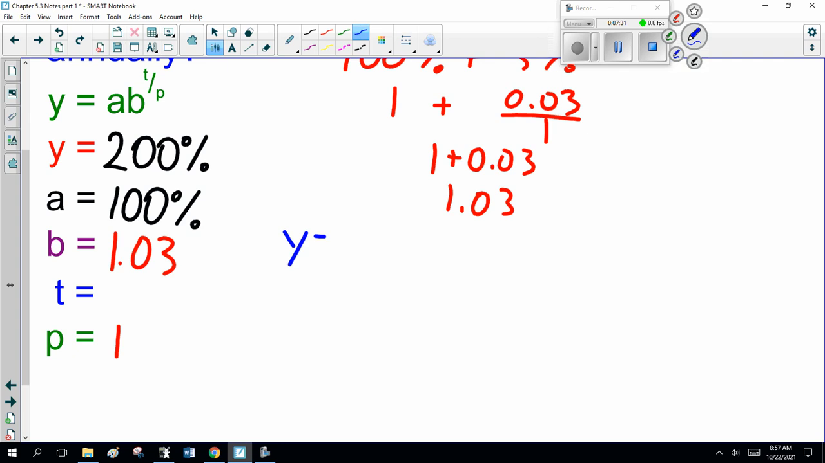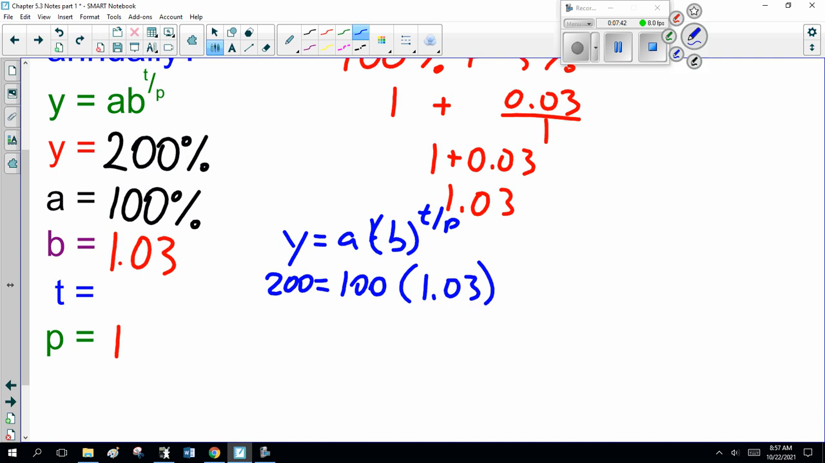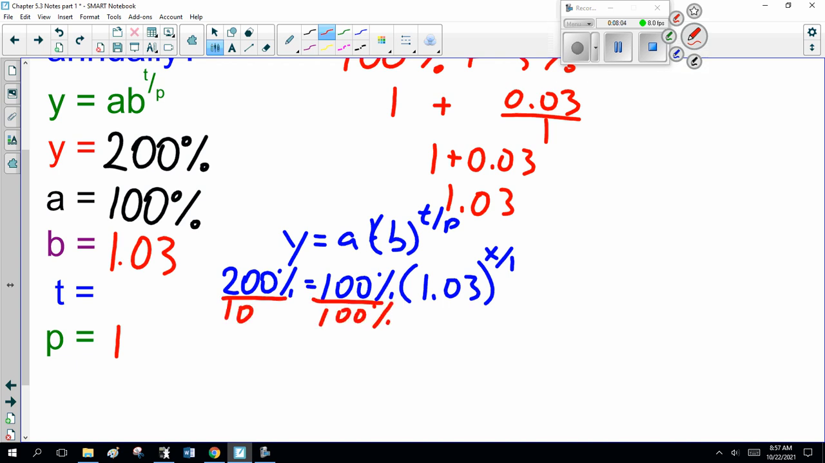So y equals a, bracket b, to the t divided by p. 200% equals 100% times 1.03 to the x divided by 1. Oh, I forgot my percent signs. Apologies, I should have those in. 200% equals 100% times 1.03 to the x. Now, please, you can graph this. You're going to have to solve it graphically, but divide both sides by 100%. 2 equals 1.03 to the x.